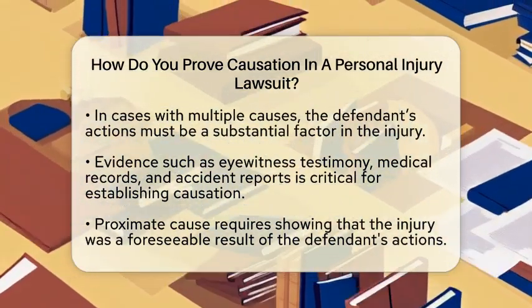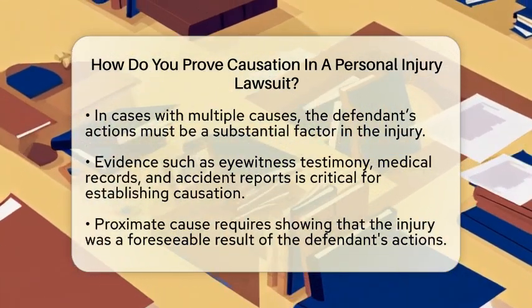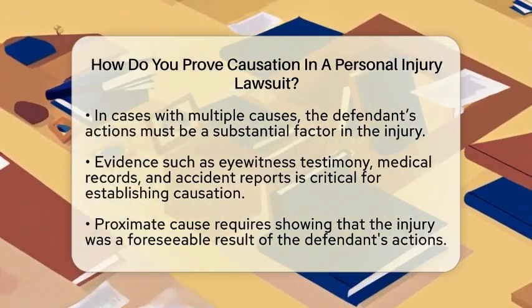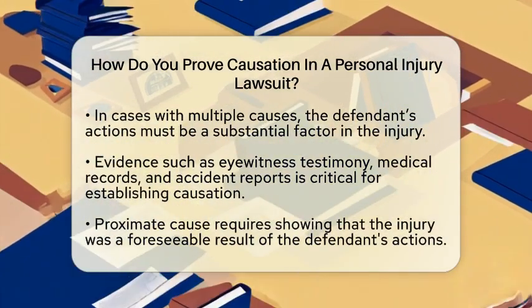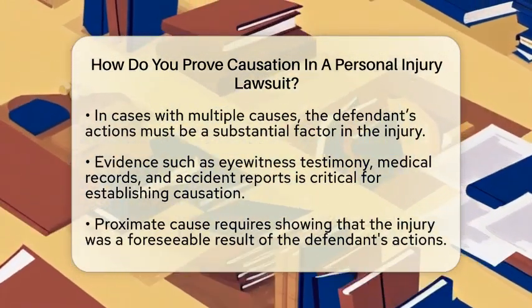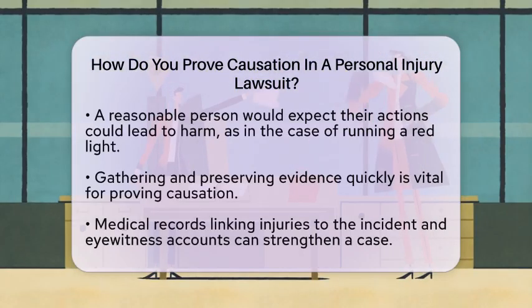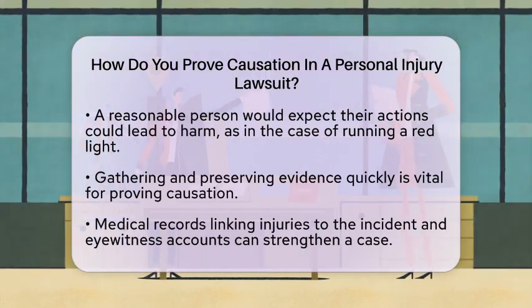Next, we have proximate cause, or legal cause. This part requires you to show that your injury was a foreseeable result of the defendant's actions. In simpler terms, a reasonable person in the defendant's position would expect that their actions could lead to harm. Using our earlier example, it is foreseeable that running a red light could result in a car accident. Therefore, the driver's conduct is the proximate cause of your injuries.